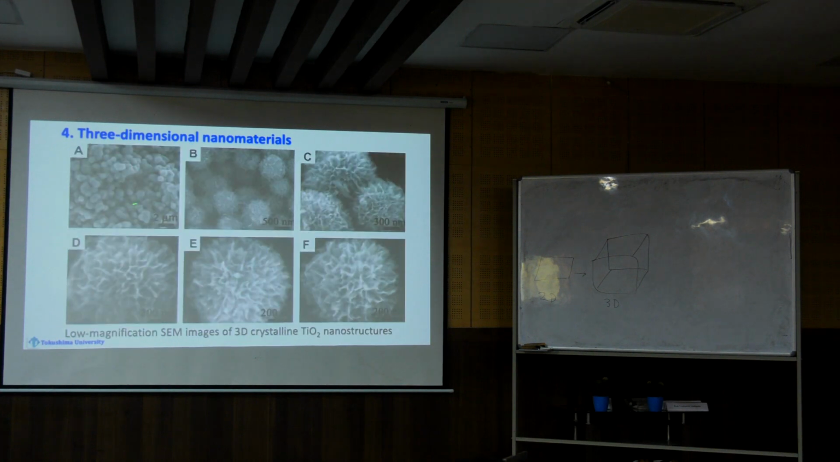This is another example, a low magnification three-dimensional crystalline TiO2 nanostructure. So this is three-dimensional. They are attached to each other. They are not separated, okay. Two-dimensional means they are a separate layer or sheet. They are separated from each other, maybe layer or maybe sheet.